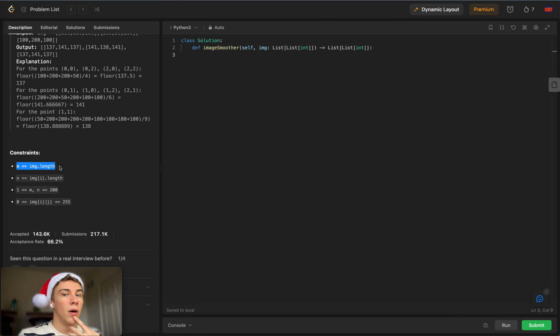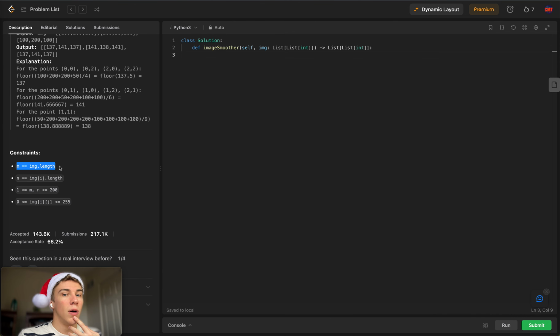Let's say m is equal to len of img, and n is equal to len of img at the first row. So m is the number of rows, n is the number of columns. Let's say for i in range m, for j in range n. Actually, let me do this instead.